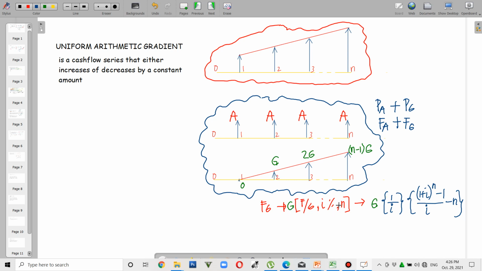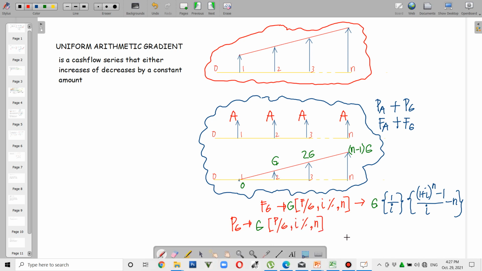So the gradient times this notation, what was added from this is minus n, and then 1 over i. Okay, so what about the present worth? The present worth can be easily derived from this, because we'll just have to bring the future to the present. So the present worth of the gradient is the gradient times finding P given G at i% at n.